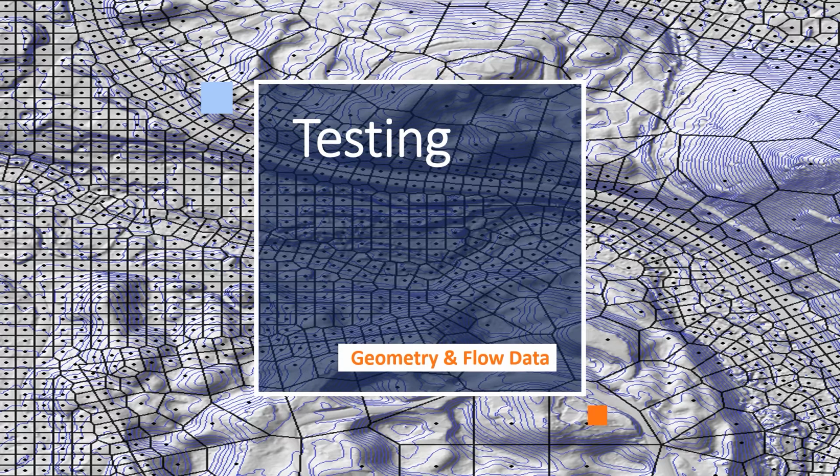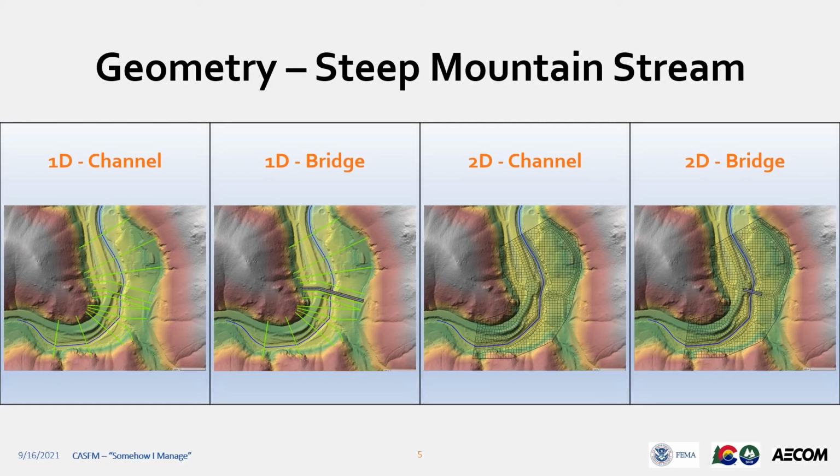Next, I'm going to explain the different scenarios we took a look at to try and understand and identify trends in the different methodology. We selected two different types of streams. The first was the steep mountain stream. We modeled this geometry 4 different ways, with 1D cross-sections and with 2D mesh, both of which we modeled with and without a bridge. So we had 4 different geometries: 1D channel, 1D bridge, 2D channel, and 2D bridge.